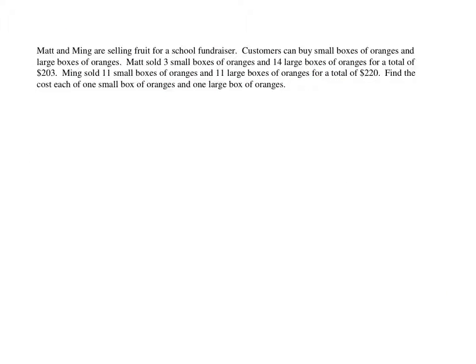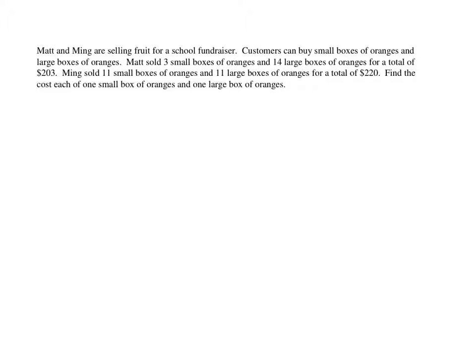Last question, we're just going to practice writing this one. Matt and Ming are selling fruit for a school fundraiser. Customers can buy small boxes of oranges and large boxes of oranges. Matt sold 3 small boxes of oranges and 14 large boxes of oranges for a total of $203. Ming sold 11 small boxes of oranges and 11 large boxes of oranges for a total of $220. Find the cost of each of 1 small box of oranges and 1 large box of oranges.